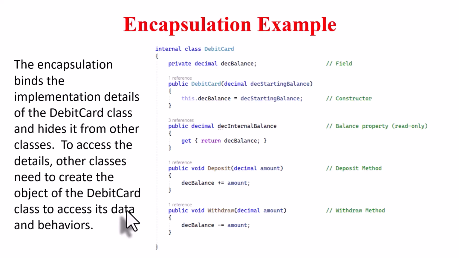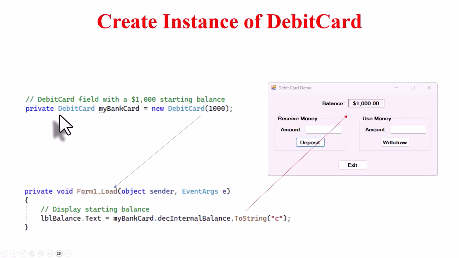The encapsulation binds the implementation details of the debit card class and hides it from other classes. To access the details, other classes need to create the object of the debit card class to access its data and its behaviors. Here's a case where we're actually creating that instance and we're assigning $1,000 to the class. My bank card, private debit card, new debit card. $1,000 is going into that thing, sitting right here. And form load, and then it's taking the lblBalance, and myCard.InternalBalance is using a method to actually bring that amount that's stored in the class and paste it on the form here so we can actually see it.